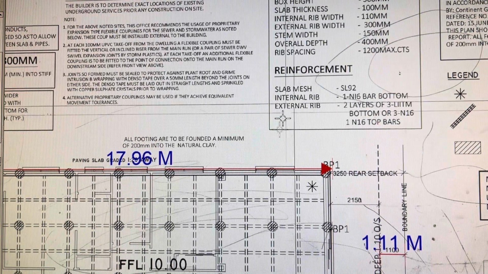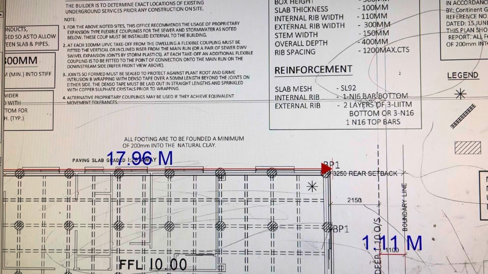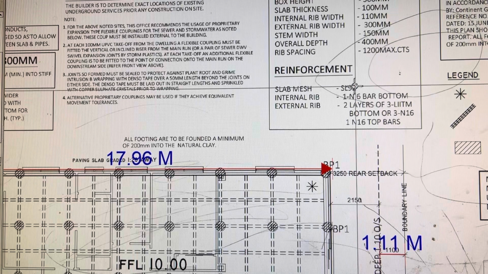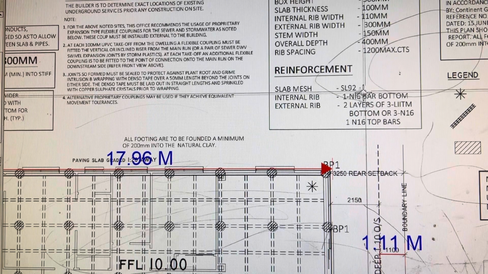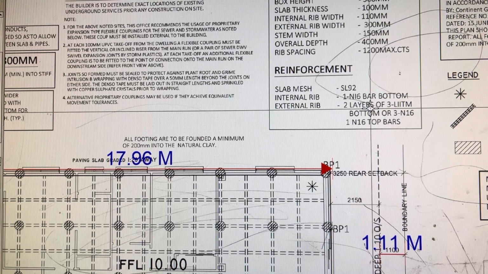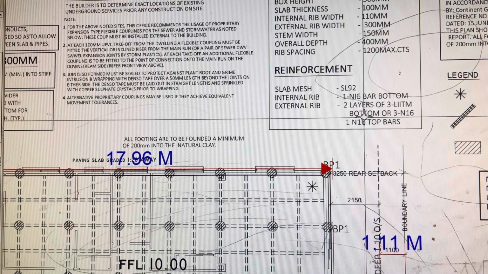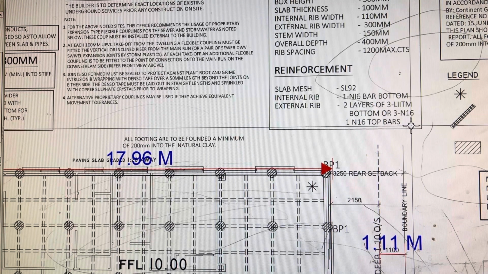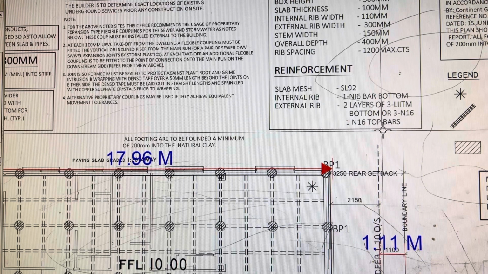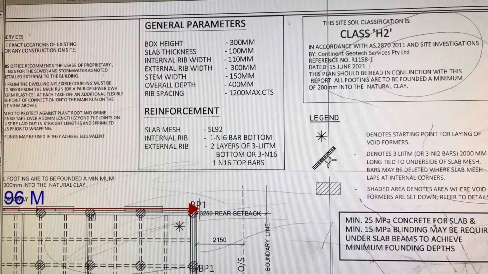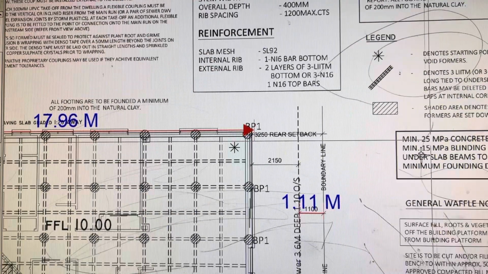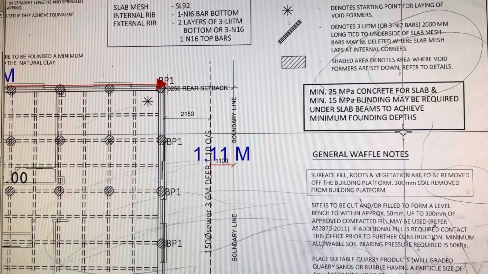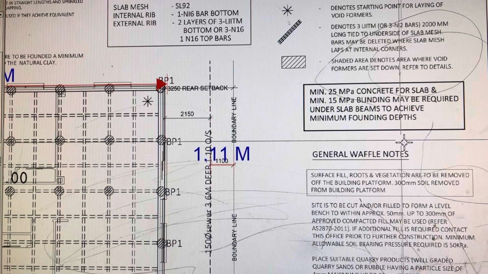And the reinforcement which is going in this slab is SL square mesh. It's a type of steel, SL92. It's got 9 mil dia bars with 200 spacing. Internal rib is 1 N16 bar bottom, and external has got 2 layers of 3 L11 trench mesh bottom, or you can even do 3 N16 and 1 N16 top bar. So these are the details, and this is class H2 site. And the concrete you use here is 25 MPa, megapascal. That is the strength of concrete. And blinding concrete 15 MPa if required.